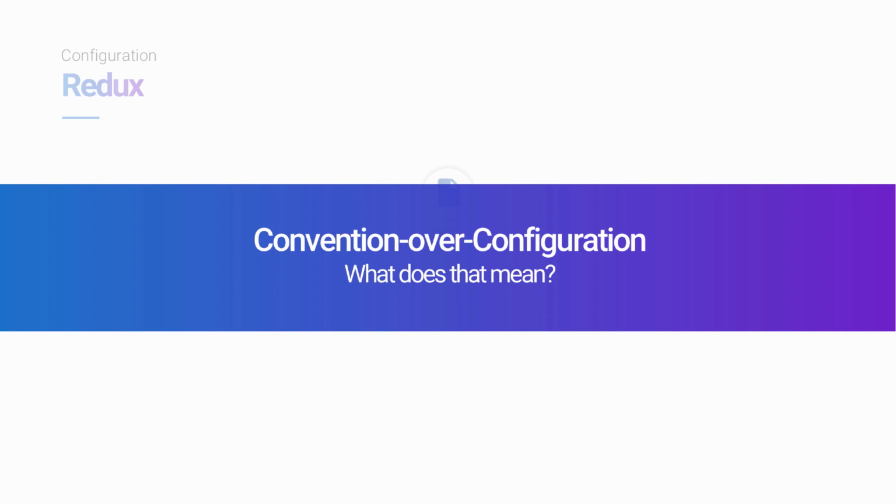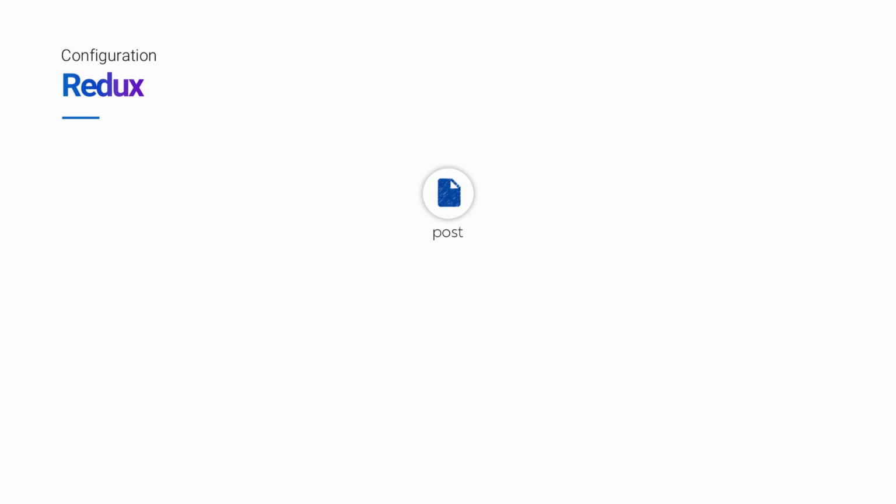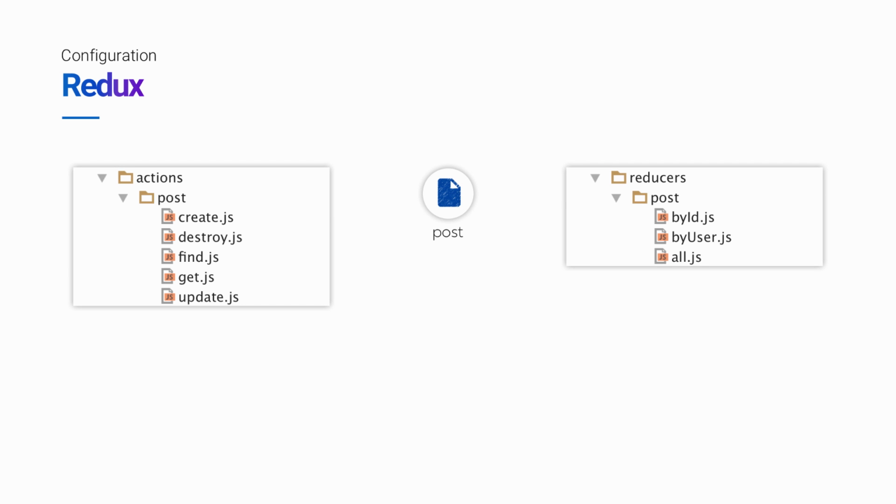Before we dive into understanding how to fetch data from our API, we first need to cover a concept called convention over configuration. And what does that mean? So in a typical Redux application, it is all configuration. And so what this means is that if you want to interact with an endpoint and get a list of posts, you need to manually create a set of actions and reducers.